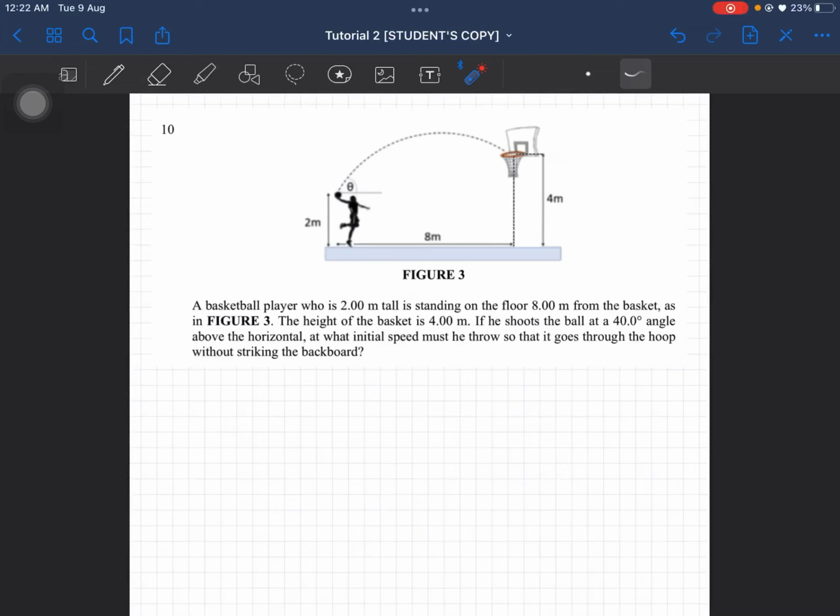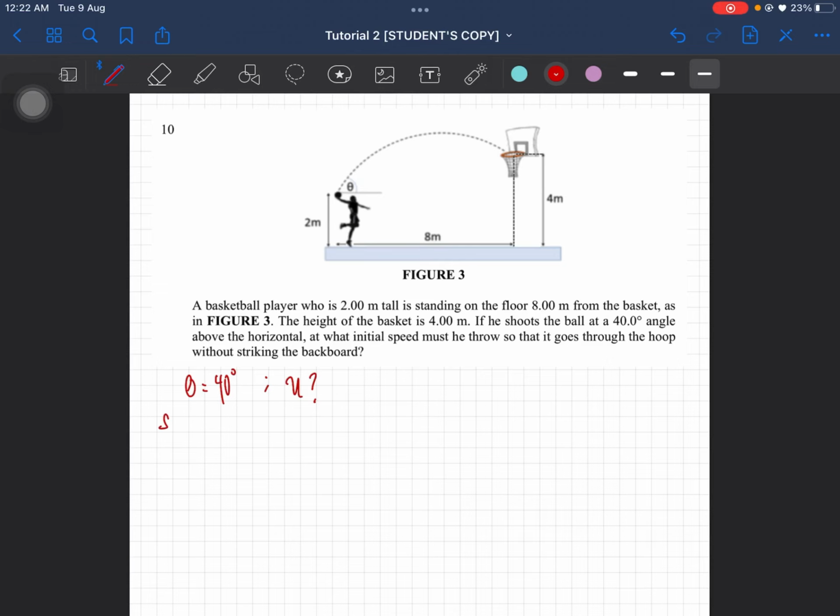Alright, last question. A basketball player who is 2 meter tall is standing on the floor 8 meter from the basket here. So the height of the basket is 4 meter. If he shoots the ball at a 40-degree angle, so theta is 40 degree above the horizontal, at what initial speed must he throw so that it goes through the hoop without striking the backboard?